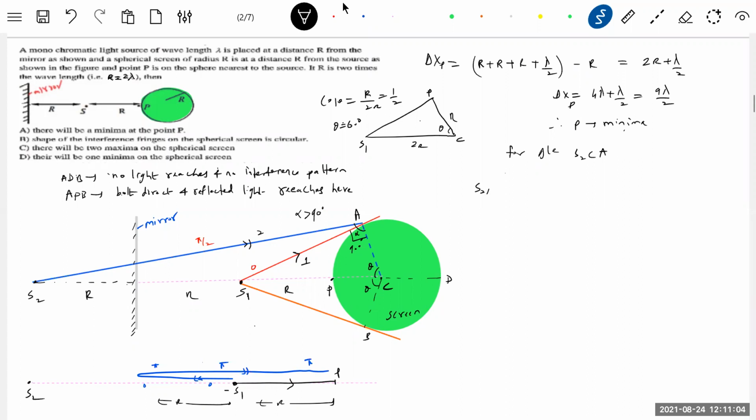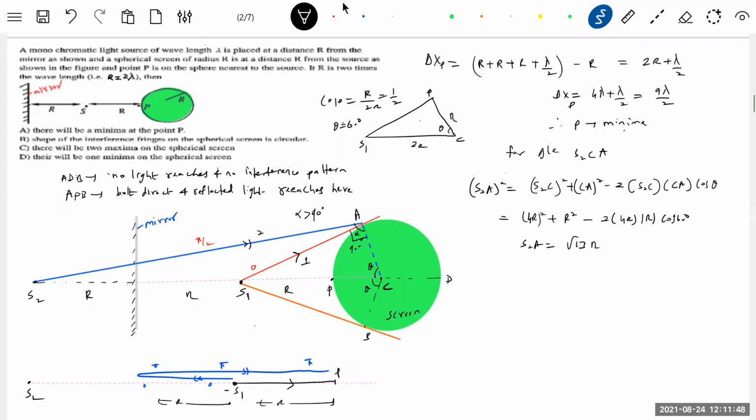From the cosine rule, S2A whole square is equal to S2C whole square plus CA whole square minus 2 S2C CA cos of the angle between those two. S2C is 4R, CA is R. So it is 16R square plus R square, minus 2 into 4R into R, into cos 60 degrees. S2A is root 13R. Yeah, we can manage now.